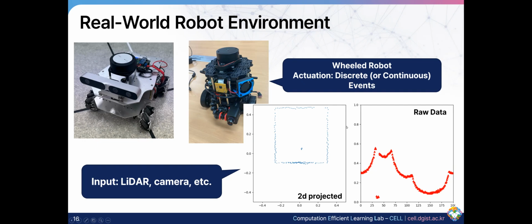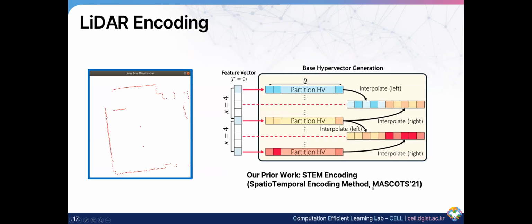So we are using those inputs as the raw data, and we want to encode it into a hypervector. For the LiDAR data encoding, we borrowed the idea from our old work.